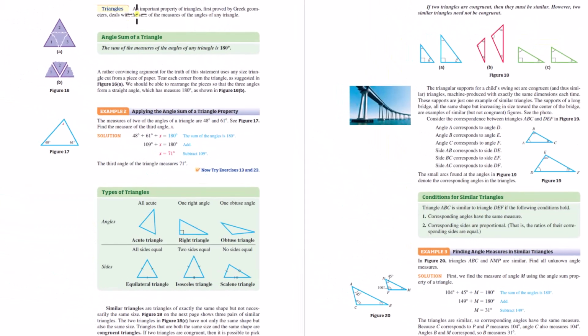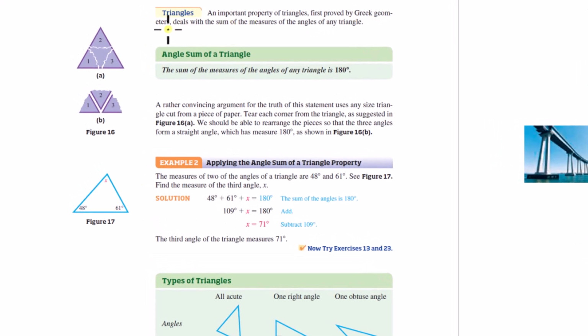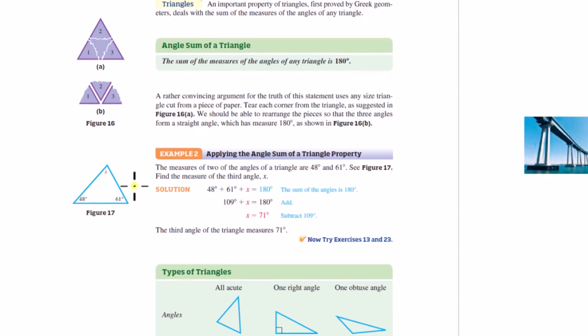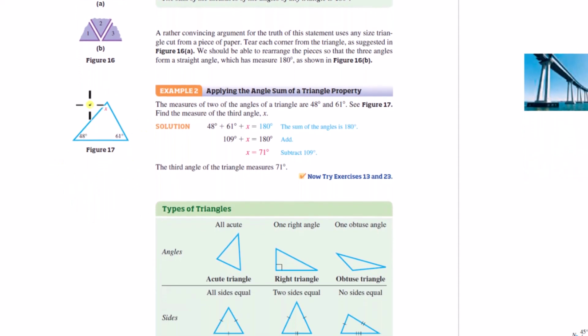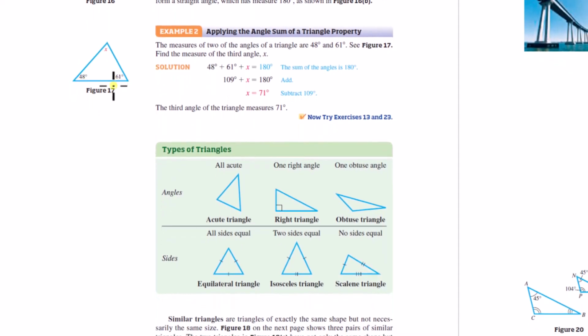Okay. An important property of triangles, first proved by Greek geometers, deals with the sum of the measures of the angles of any triangle. So yeah, the sum of the measures of the angles of any triangle is 180 degrees. And they give an argument for this, but you should obviously know this. Okay, so here they use the angle sum to find x. So x is going to be 180 minus 48 minus 61. Very easy stuff.